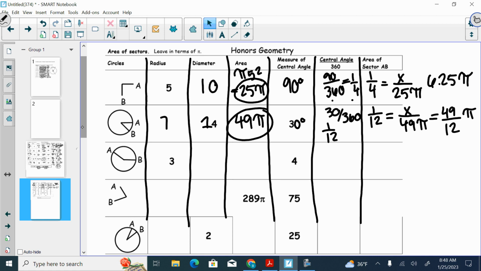Okay. Next row. Radius was 3. What's the diameter? Oh, sorry, 13. Thank you. Sorry. The radius is 13, so the diameter is good. Okay, if the radius is 13, then what is our area? Very good.